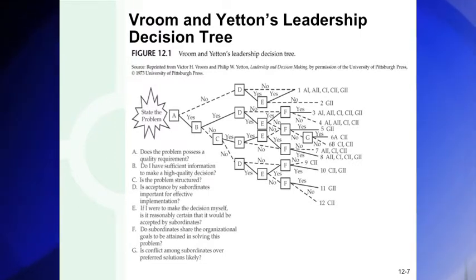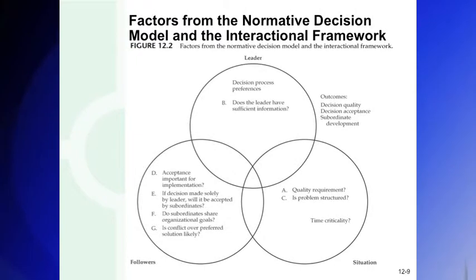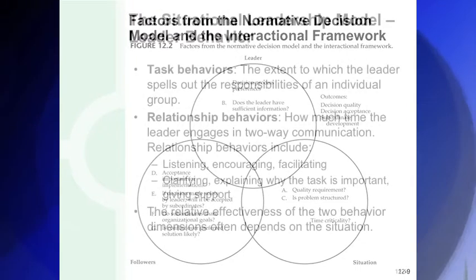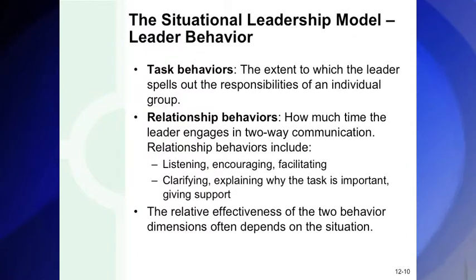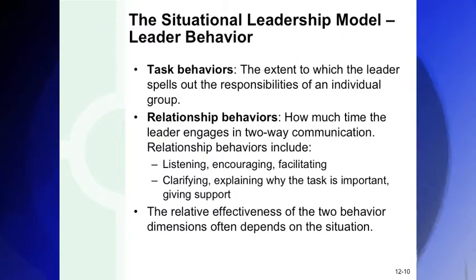So anyway, figure 12.2 lays that out a little better in the normative decision model, interactional framework. And the book next gets into the situational leadership model. Again, it brings back up some earlier definitions from other parts of the text, for example talking about task behaviors, which is the extent to which the leader spells out the responsibilities. And then relationship behaviors is how much time the leader engages in two-way communication.